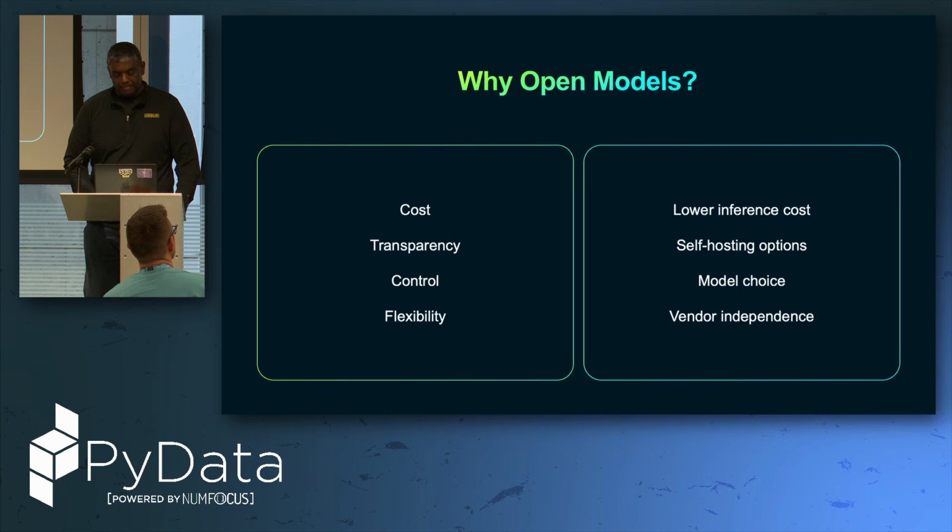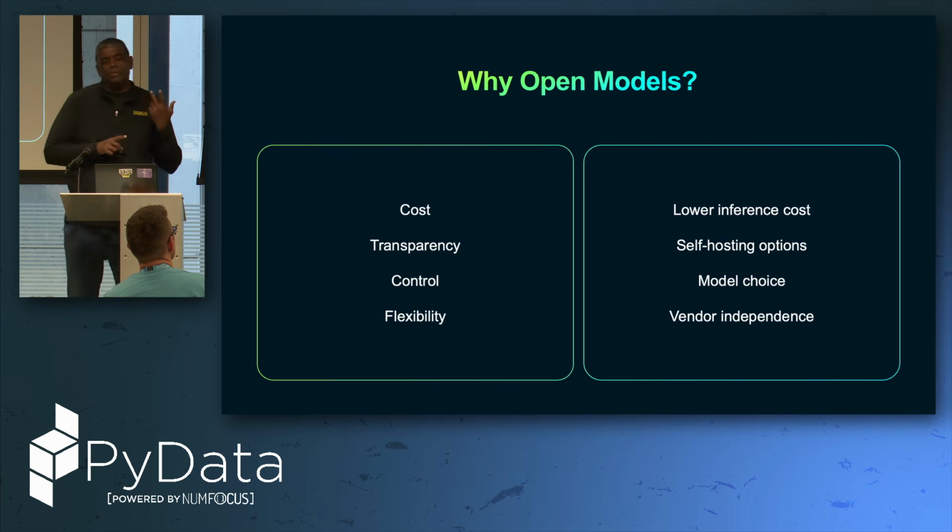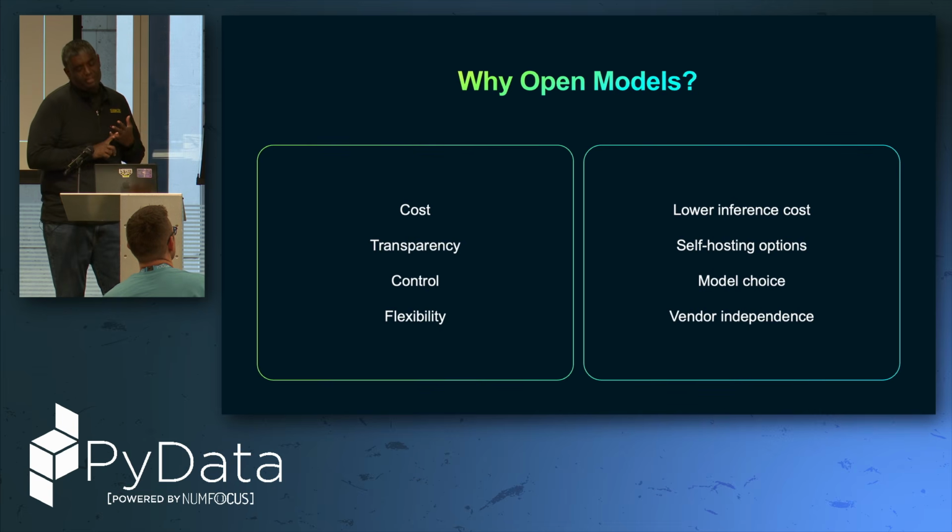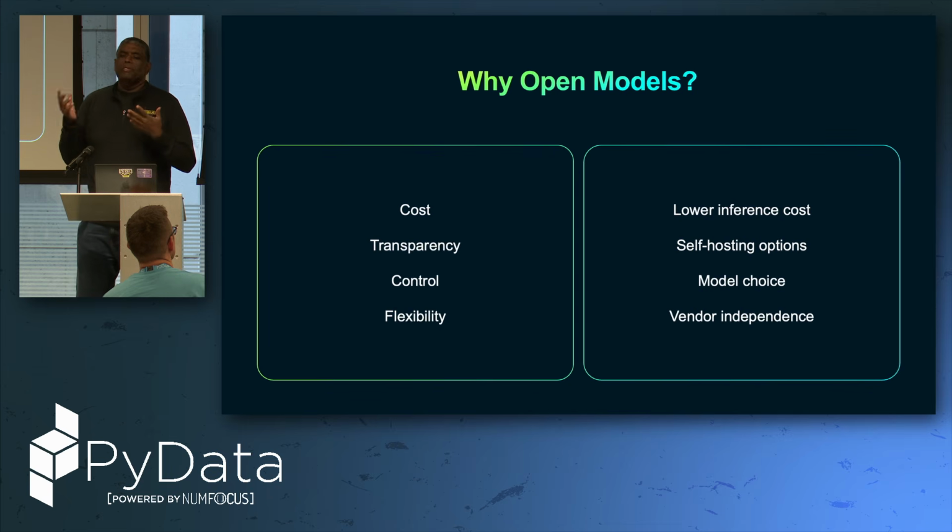Cool. So why open models, right? This is pretty straightforward: cost is one factor, transparency, you know what model you are using and how it's built. And also it gives you vendor neutrality, right? You can pretty much run these models in any vendor. So you're not locked into one vendor running their proprietary model. So it gives you a lot of freedom to move around a bit.